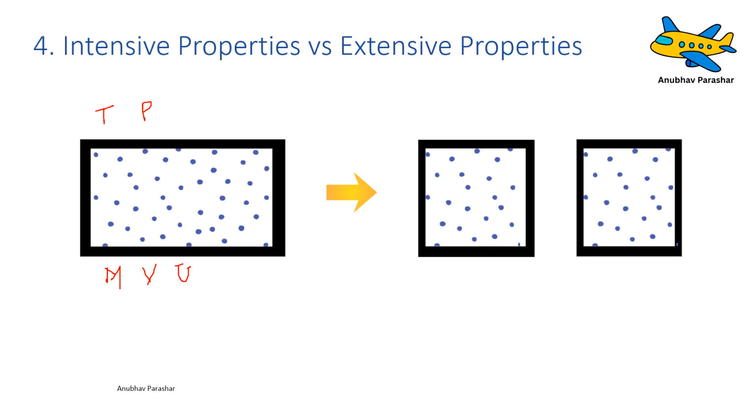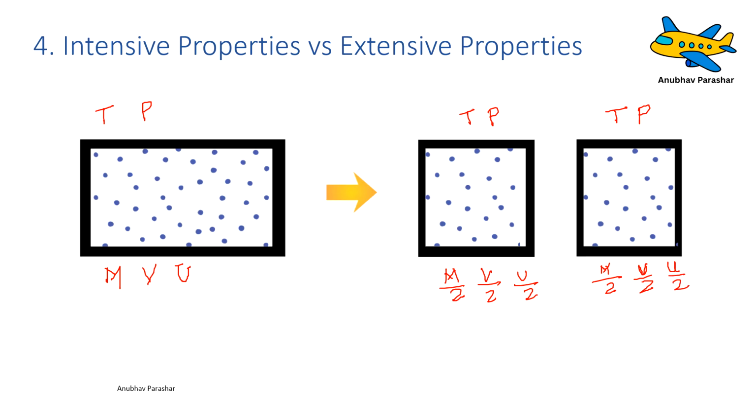Now let me say I divide this system into two equal parts, as you can see. Now what is going to happen to temperature? Will the temperature become T by 2? No, the temperature will remain the same. Even if you divide it, what will happen to pressure? Pressure will also remain the same. But what will happen to mass? Definitely you can understand the mass will be halved if you're dividing it into two equal parts. What will happen to volume? Volume will also get halved. What will happen to energy? If you talk about internal energy, it will also become half.